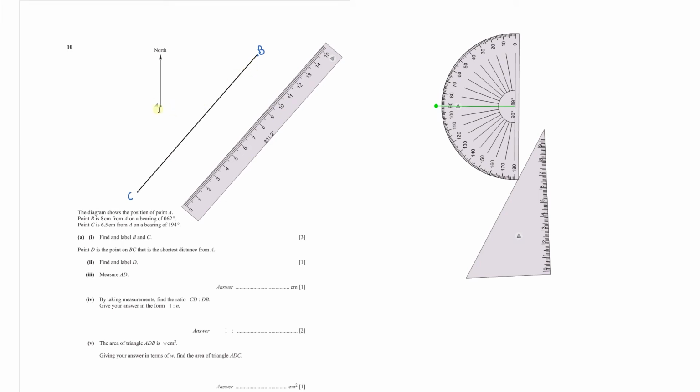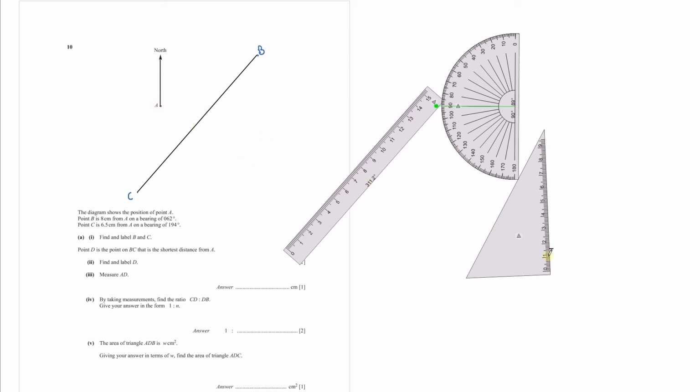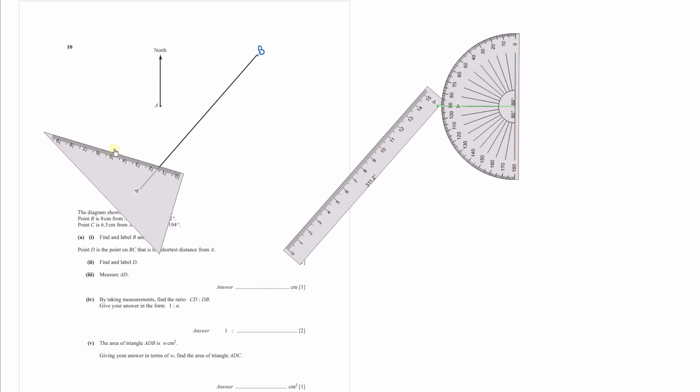And now you have to find the shortest distance of A from this line BC. So the shortest distance will always make an angle of 90 degrees. So here I can use my set square and find where the line from point A, when it joins with this line BC, makes an angle of 90 degrees. So let me first align my set square with this line BC.